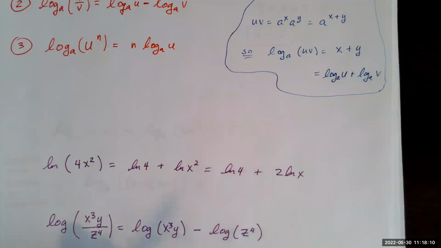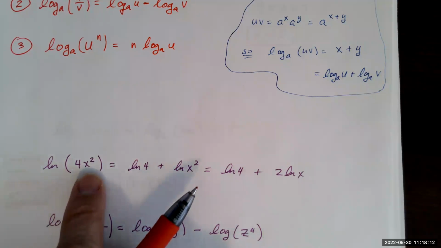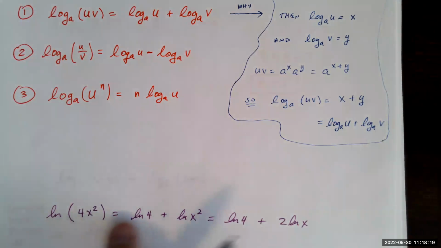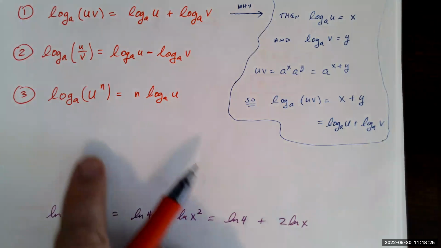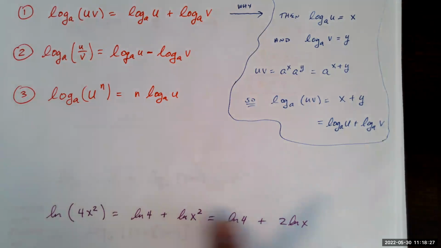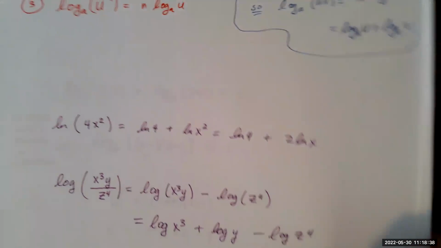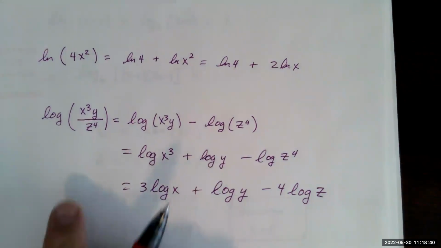So for example, the natural log of 4x squared, I'll make use of that first property, because I've got 4 times x squared. So this is natural log of 4 plus natural log of x squared. And then for natural log of x squared, I can use this property, bring that 2 down in front, and I get natural log of 4 plus 2 natural log of x. So this would be expanding the logarithmic expression. And there are times when we want to be able to do that in this course.